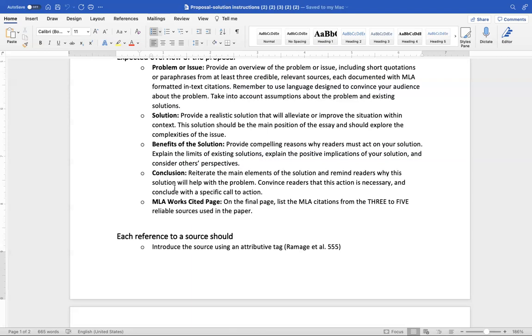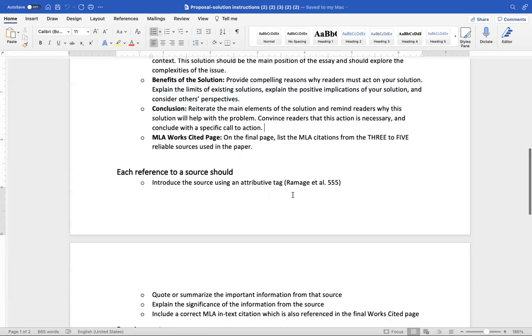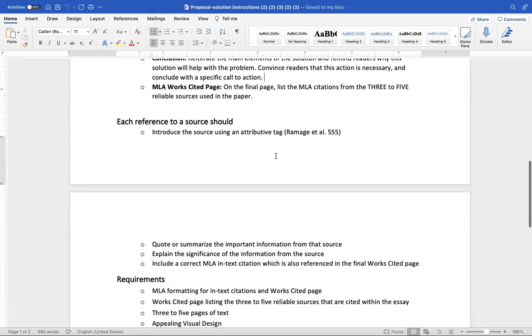Then your conclusion, you're going to repeat the main elements, your thesis and your main points, and then you will have a call to action. If you notice that the sample paper actually has one at the end, you need to have something similar. Then on the final page, you have to have your MLA citations from the 3 to 5 reliable sources used in the paper.